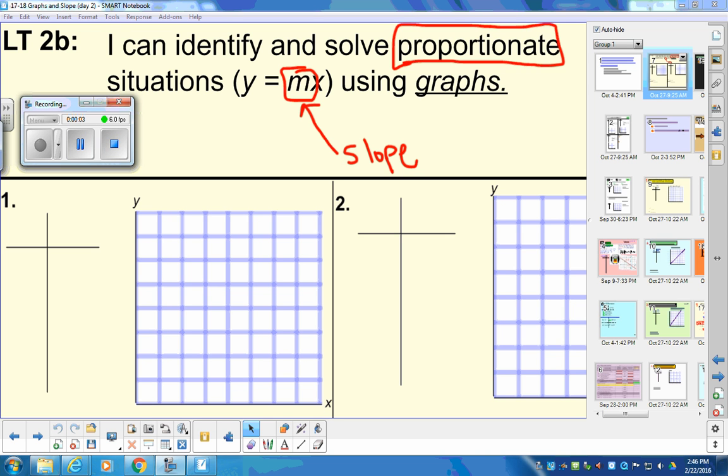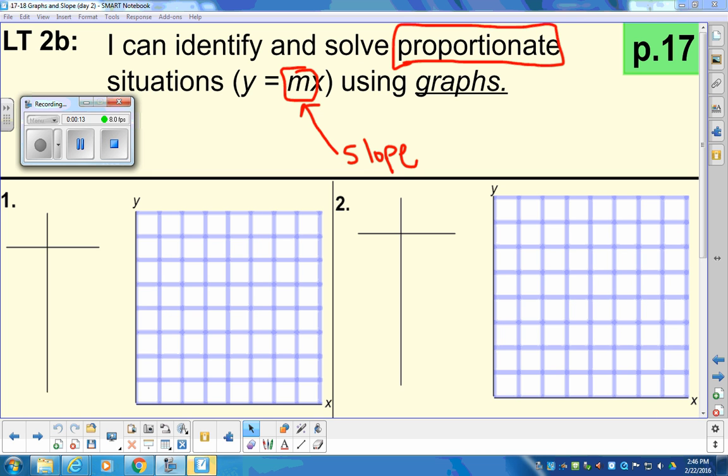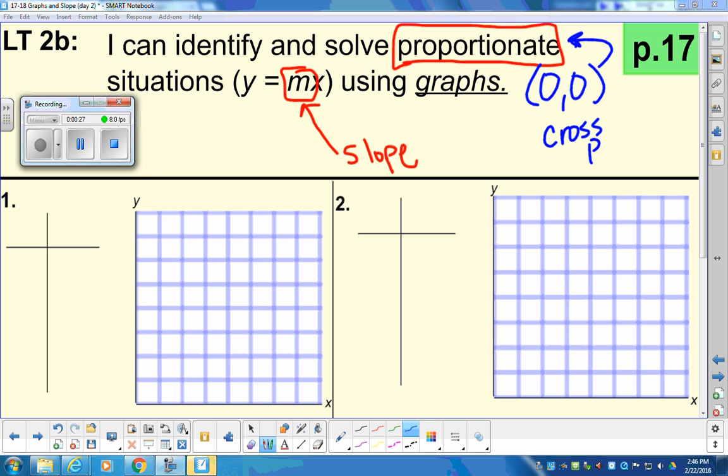Hey, 8th grade. So our learning target today is I can identify and solve proportionate situations, y equals mx, using graphs. So we're going to use strictly graphs in our work today. You should be on this page, page 17. You can see a lot of our work today is coming from a blank graph because we're going to use specific scenarios. Remember, proportionate means (0, 0), which means then we can take cross products to solve.